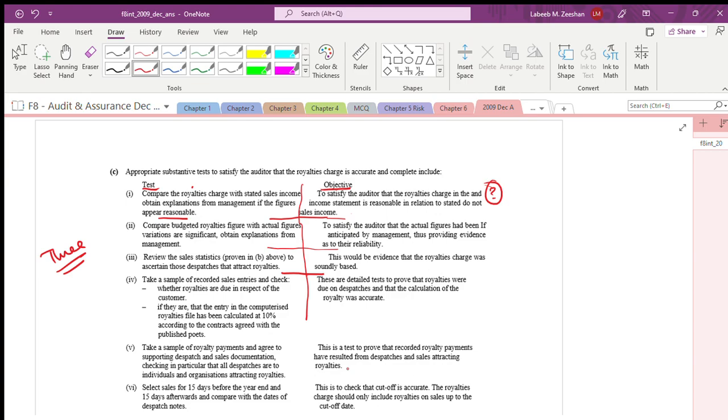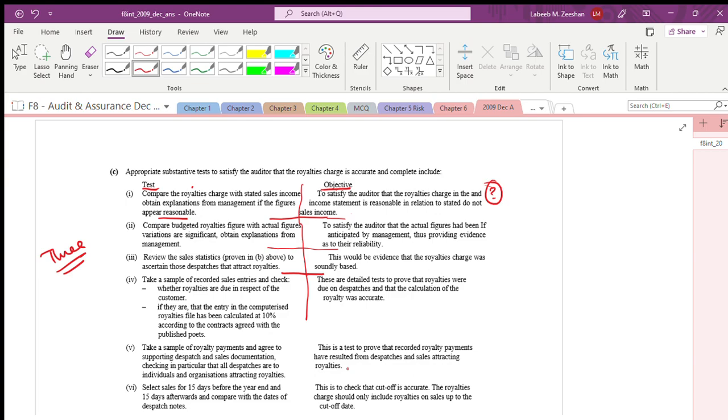Fine, no problem. Take a sample of sales entries and check whether royalties are due in respect of the customer. If they are, check that the entry in the computerized royalty file has been calculated at 10% according to the contracts agreed. These are detailed tests to prove that royalties were due on dispatch and the calculations of royalty are accurate.